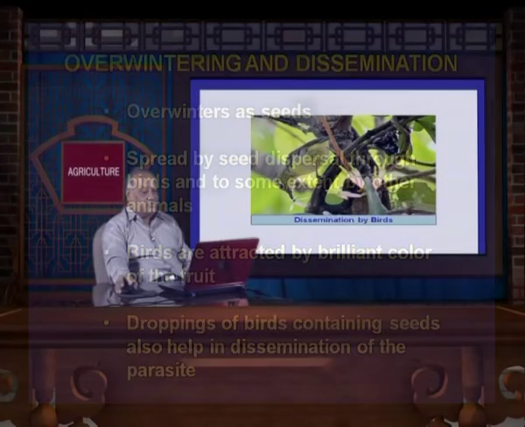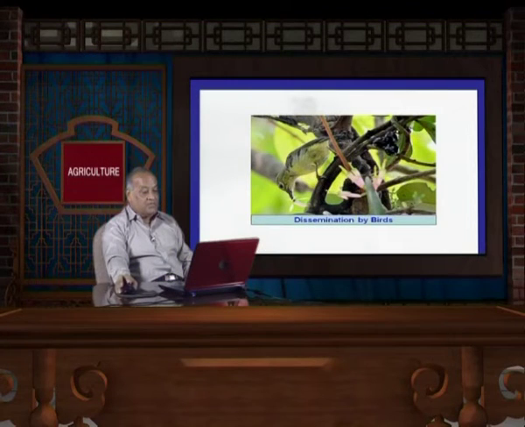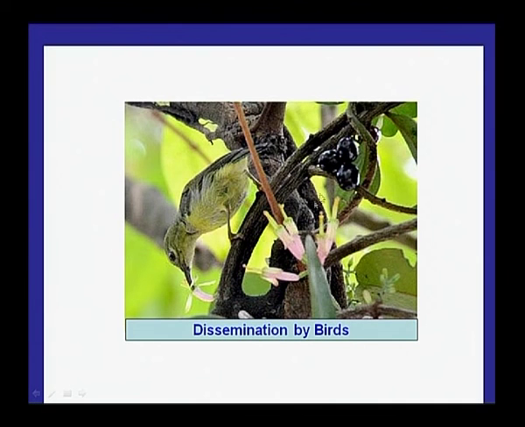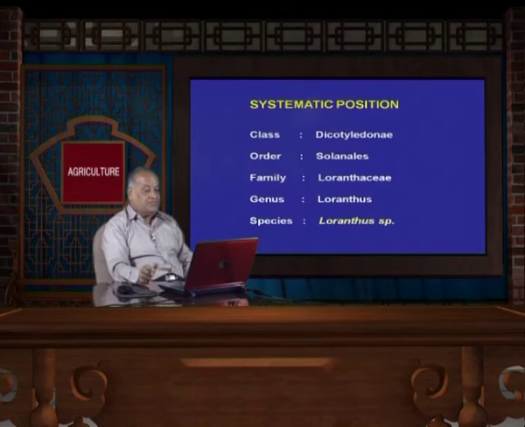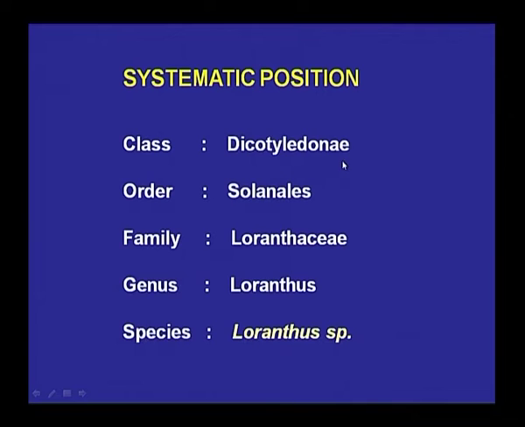This is the picture showing that the bird is actually visiting the parasitic plants, and these are the tubular flowers and the fruits. They help in dissemination. This is the systematic position. It belongs to class Dicotyledonae, order Santalales, family Loranthaceae, genus Loranthus.